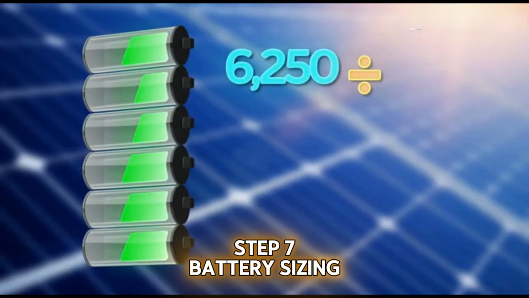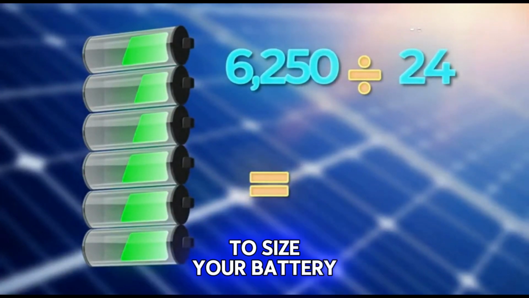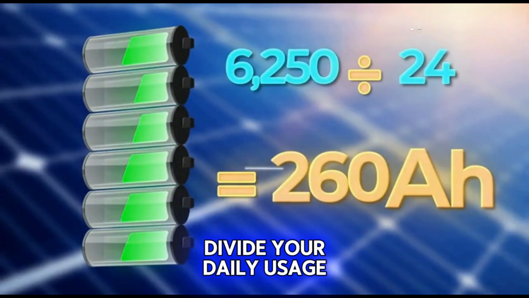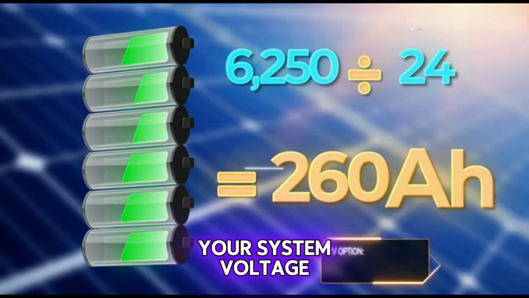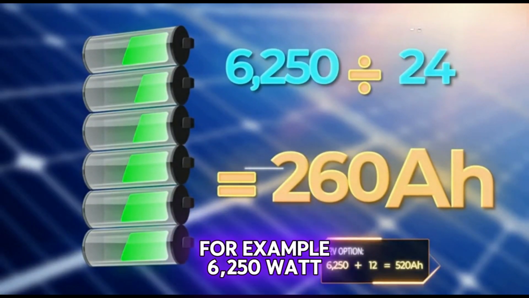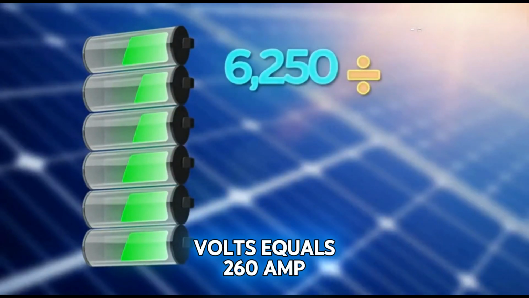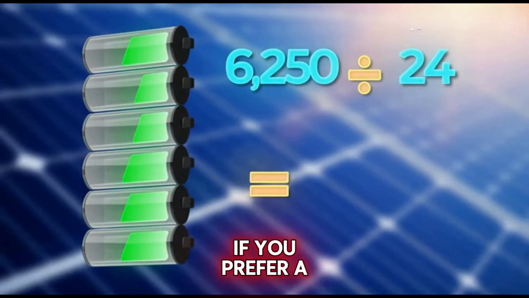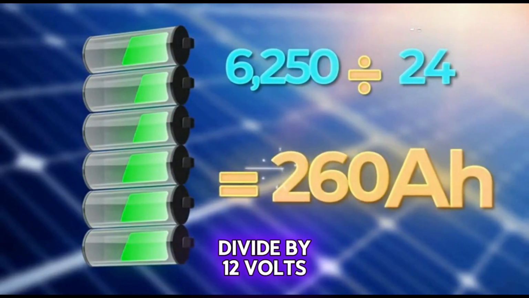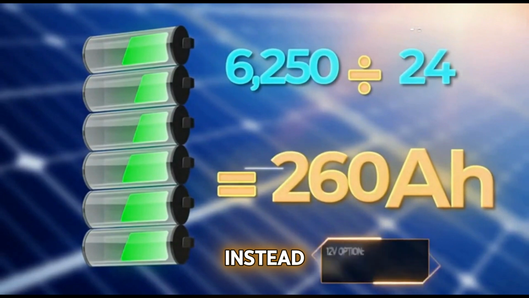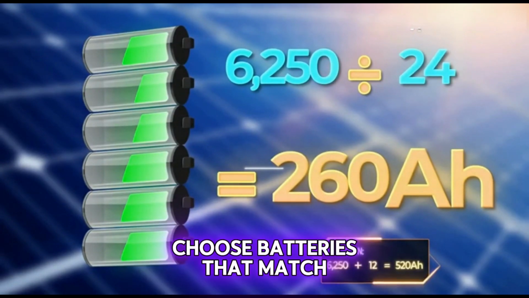Step 7. Battery sizing. To size your battery, divide your daily usage in watt-hours by your system voltage. For example, 6,250 watt-hours divided by 24 volts equals 260 amp-hours. If you prefer a 12-volt setup, divide by 12 volts instead. Choose batteries that match or exceed this capacity.